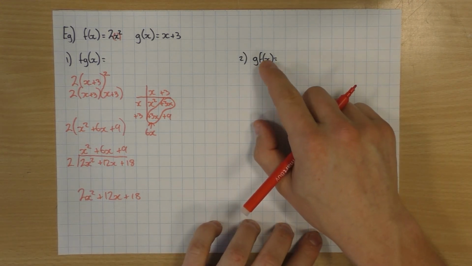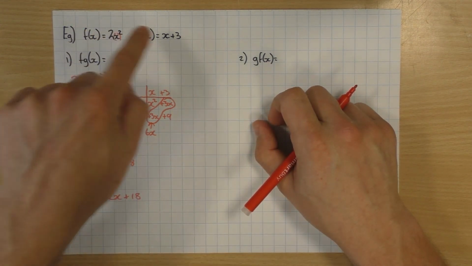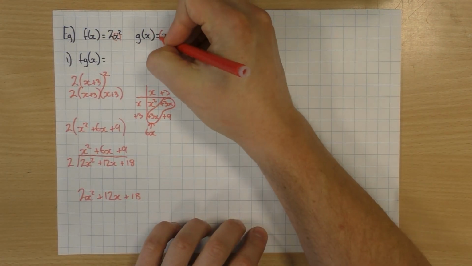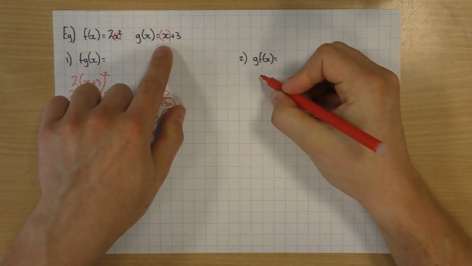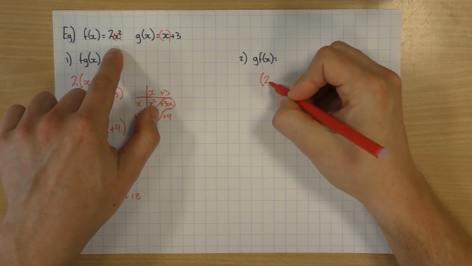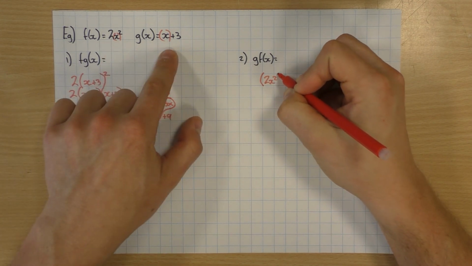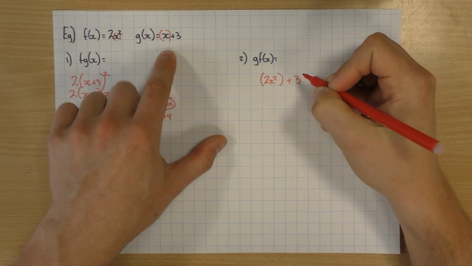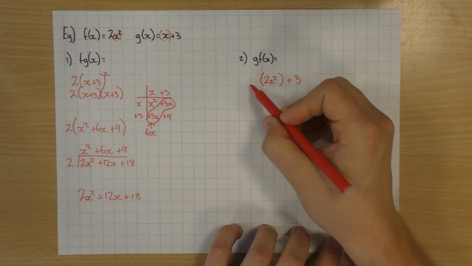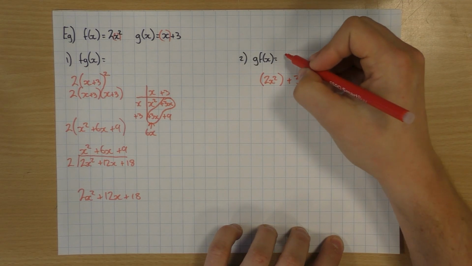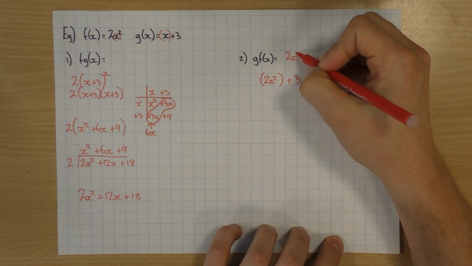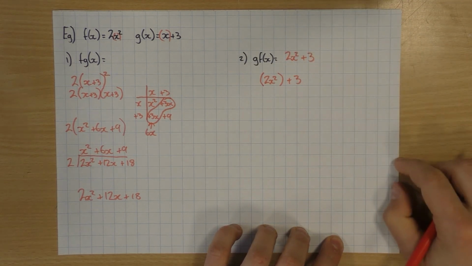And the other way around, so this time I'm going to put f into g. So again, I'm going to put little brackets around the x then, because that's where the f is going into. So obviously, I'll have my bracket straight away. 2x squared, close the bracket, plus 3. Nice and easy, this one. I'm not expanding the bracket, I'm not timesing the bracket by anything. Simple as that. Sorry, 2x squared plus 3.